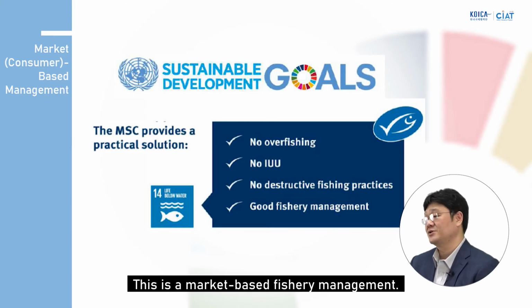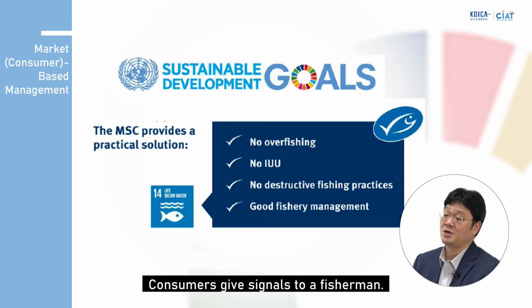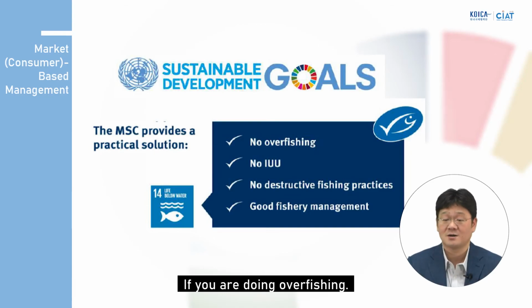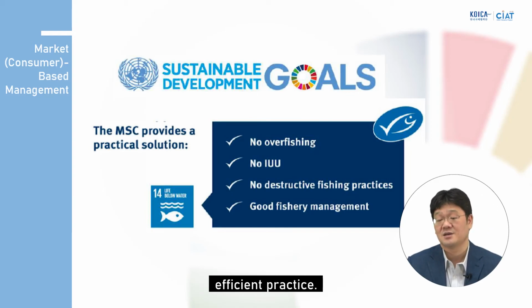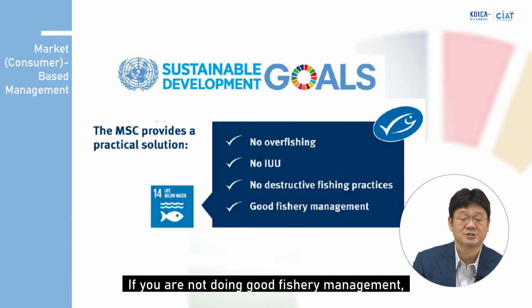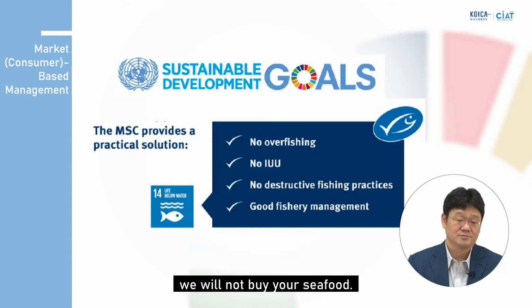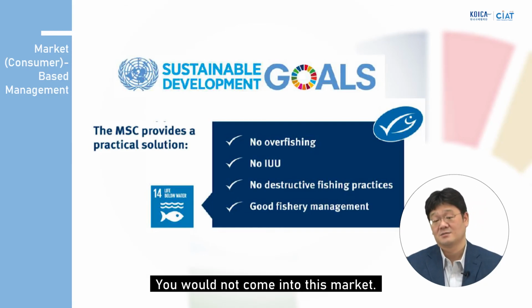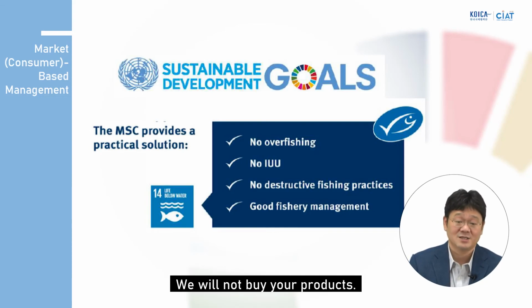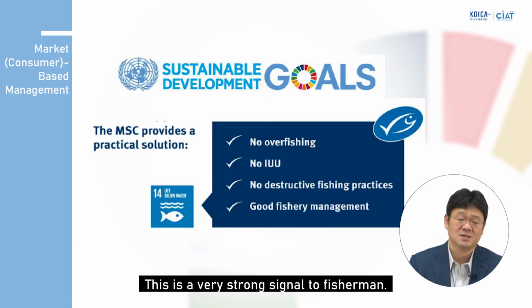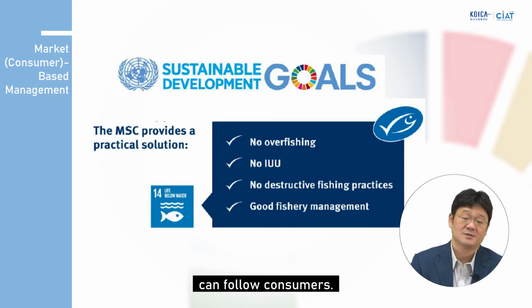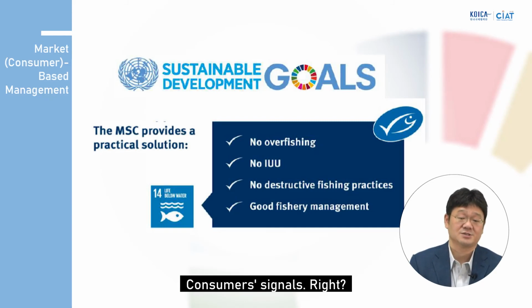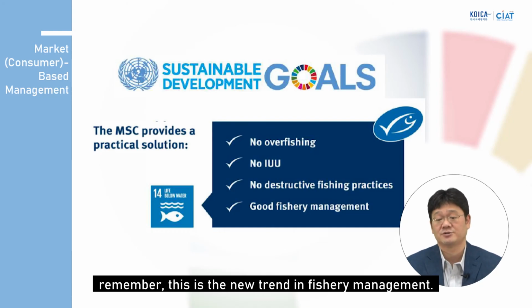This is market-based fisheries management. Consumers give signals to fishermen. If you are doing overfishing, if you are doing IUU, if you are using destructive fishing practices, if you are not doing good fisheries management, we will not buy your seafood. You will not come into this market. We will not buy your product. This is a very strong signal to fishermen. Now they can follow consumers' signals, right? So please remember, this is a new trend in fisheries management.